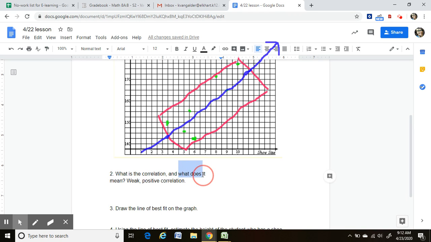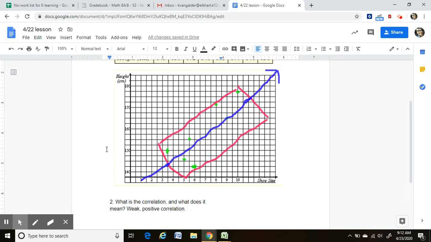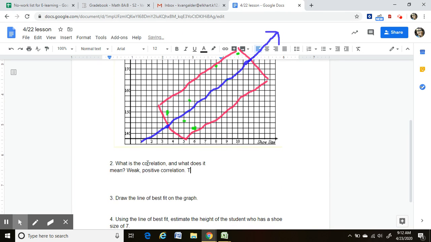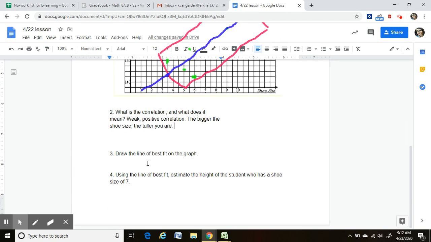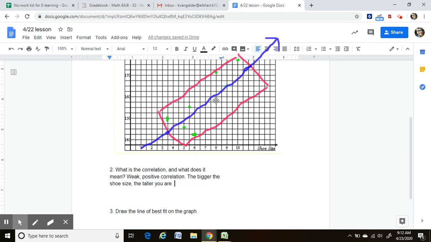And then look at the other part of this question. What does it mean? So as shoe size goes up, what also is going up? Height. So the bigger the shoe size, the taller you are. That's what it means. Draw a line of best fit. You already did it. All right, what happens when a student has a shoe size of 7?